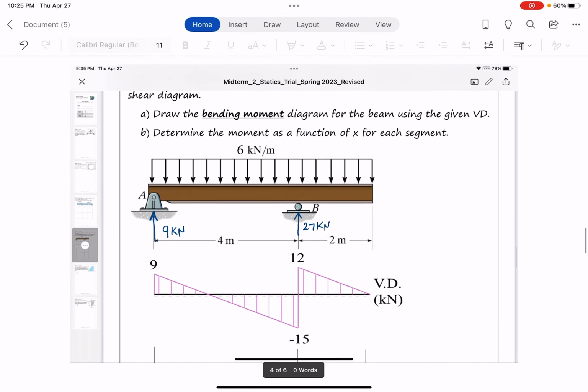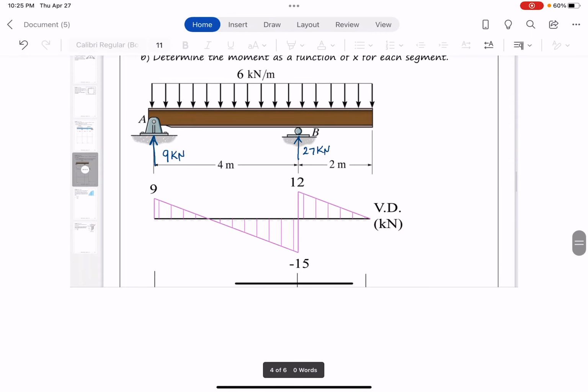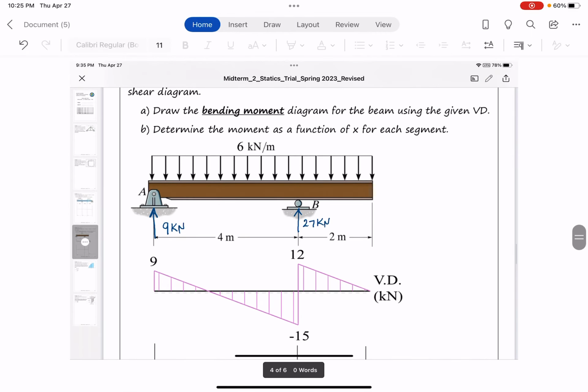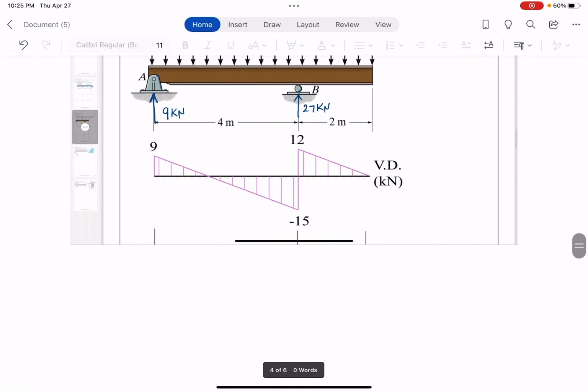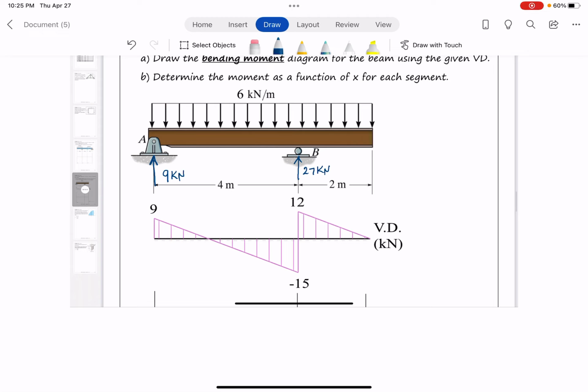Let's look at this question. In the class, we did draw the moment diagram. Here, he needs the bending moment as a function of x for each segment. So let's extend the line and draw an axis, and we call this moment.